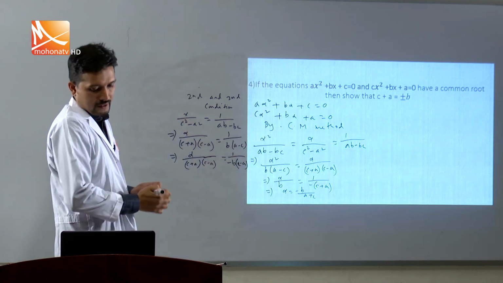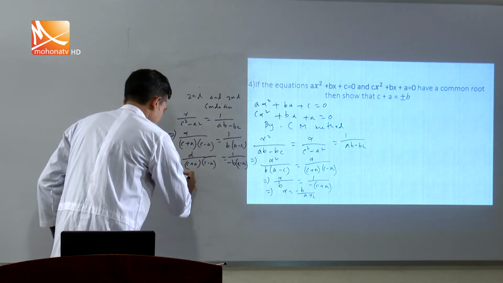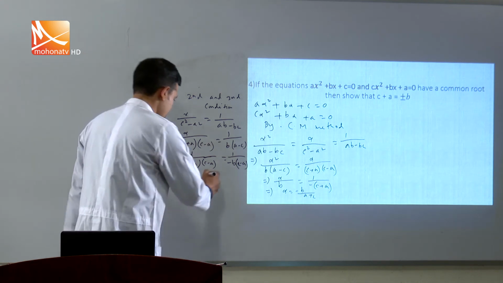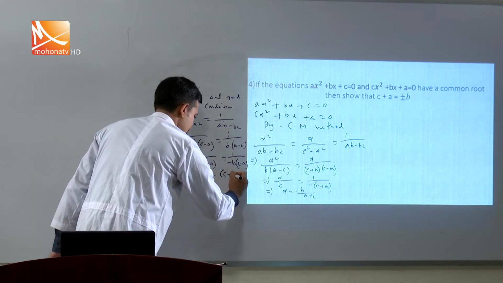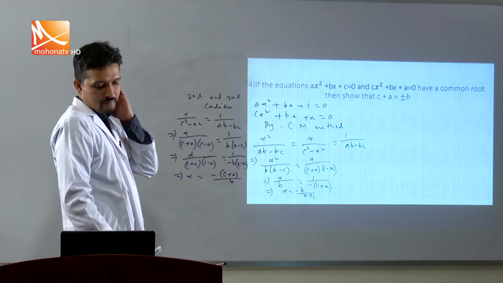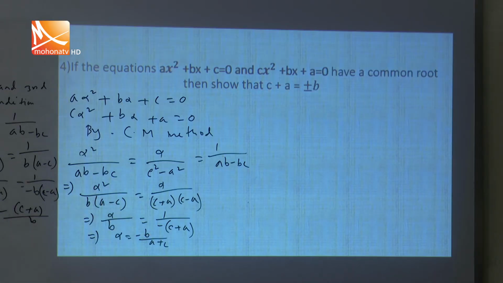Then (c minus a) cancels, or alpha equals minus (c plus a) by b. We get alpha equals minus (c plus a) by b and alpha equals minus b by (a plus c). This is the value of alpha and this is the value of alpha. So minus (c plus a) by b equals minus b by (a plus c).